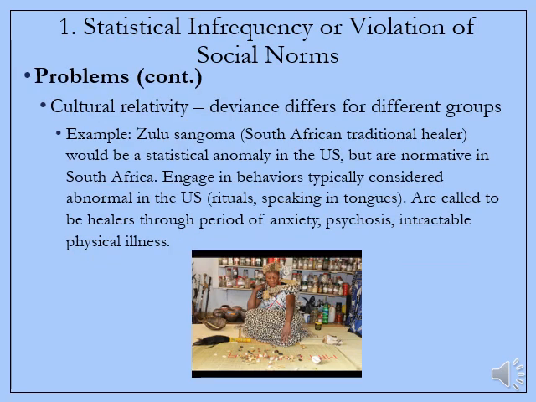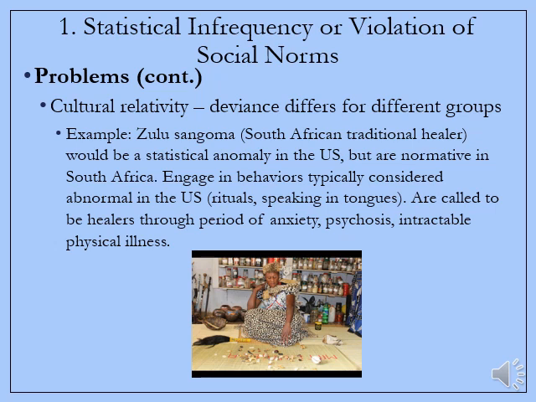As well, there's a big issue with cultural relativity in this definition. What is considered a violation of a social norm or statistically infrequent varies based on the culture that somebody's in. So people in a minority group may be particularly susceptible to being labeled as abnormal, where they may actually be normal in their own culture or within a subculture.